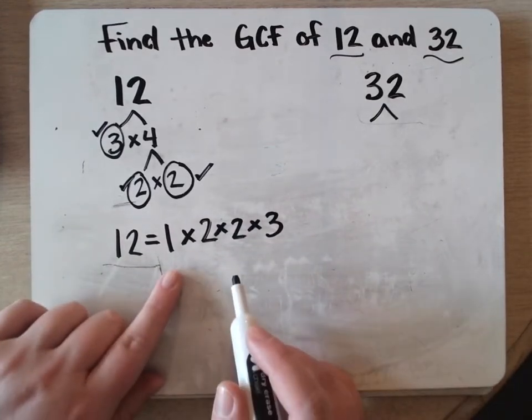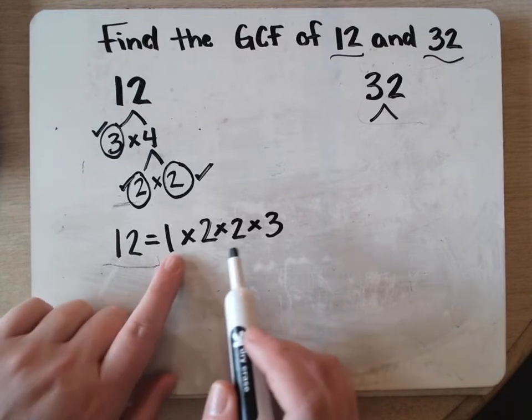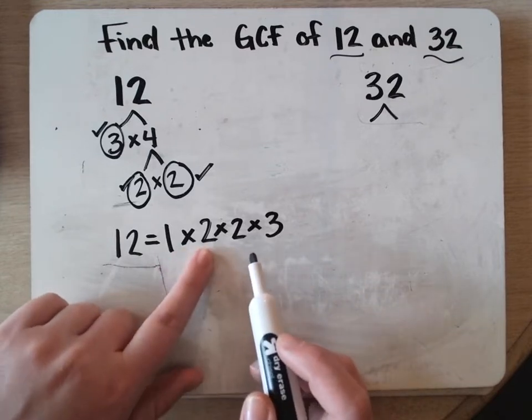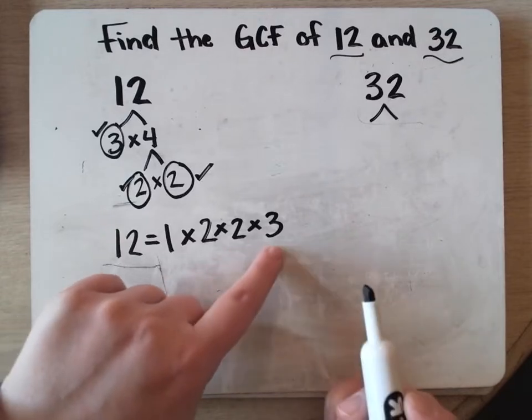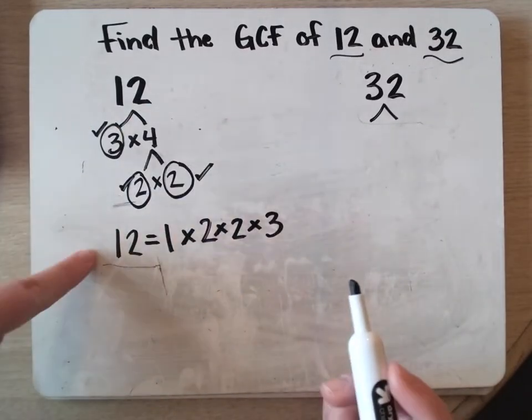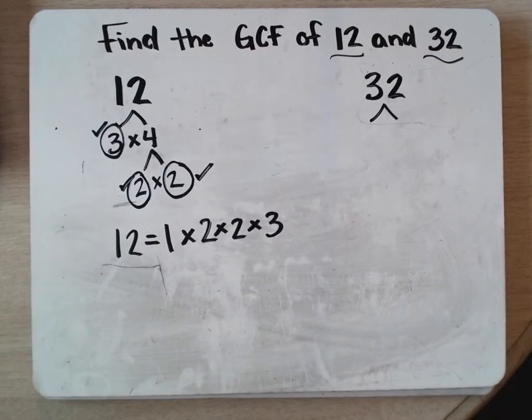Now I'm going to stop and think. I'm going to check in my head. So 1 times 2 equals 2. 2 times 2 equals 4. 4 times 3 equals 12. So that tree is correct.